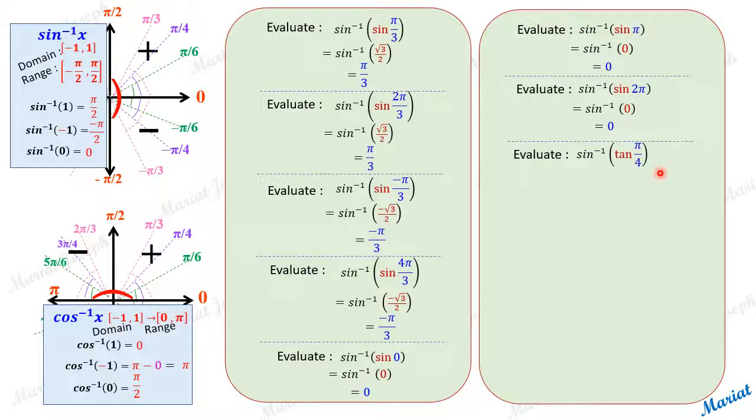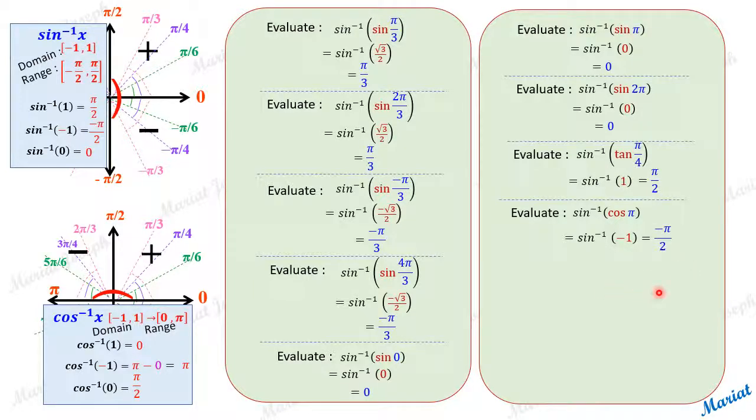Sine inverse of tan pi by 4. What's the problem? Give priority to the bracket, calculate what is tan pi by 4. Tan pi by 4 is 1. Now think of getting sine inverse 1. Sine inverse 1 is pi by 2, that's it. Then, evaluate sine inverse of cos pi. What is cos pi? Cos pi is minus 1. Sine inverse of minus 1 is minus pi by 2. So just go systematically by giving priority to the bracket and then calculate in the next step. Don't go for any shortcuts.